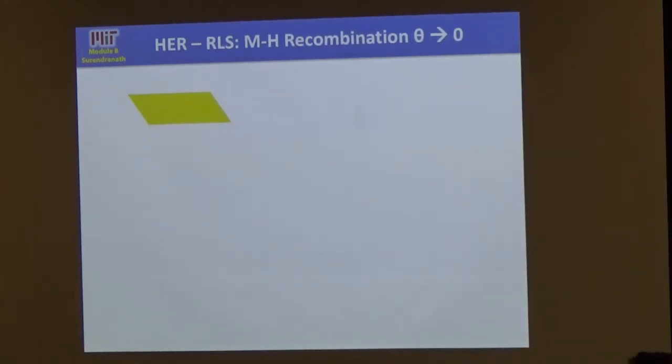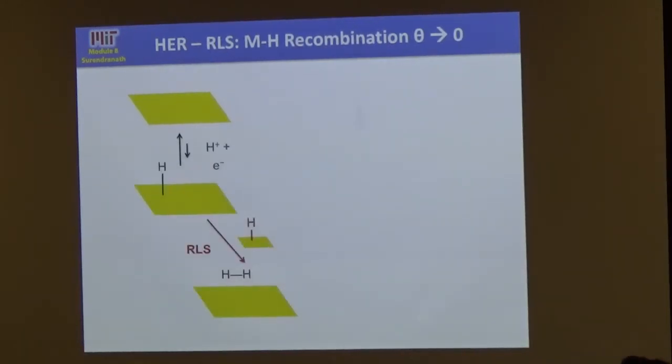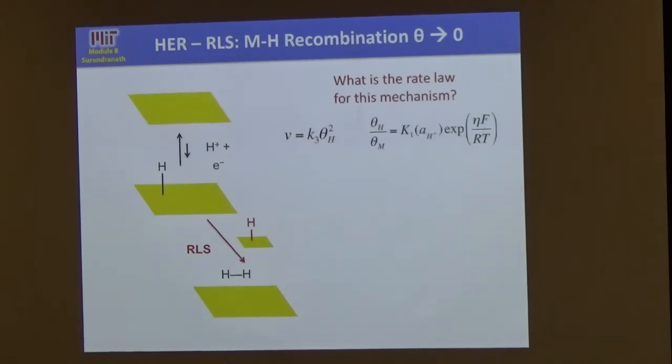Okay, the last possibility is a situation where H's recombine to make H2. And in this sequence, the rate of the reaction is actually fairly simple to write out because the rate limiting step is simply a K3 times the square of the concentration of those surface H's, because two surface H's have to come together to make H2.